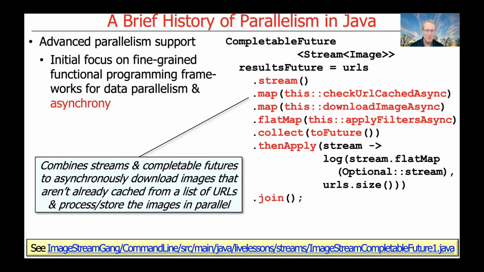There's also, of course, support for asynchrony with completable futures. If you take a look at this example, which you can also find in my GitHub repository, this combines Java sequential streams and Java completable futures to asynchronously download images that aren't already cached from a list of URLs, and then process and store those images in parallel using asynchronous mechanisms. And this example is particularly cool because it demonstrates how easy it is to integrate Java sequential streams and completable futures, where the streams framework provides the overall flow of control and the completable futures framework provides very highly optimized asynchronous processing.